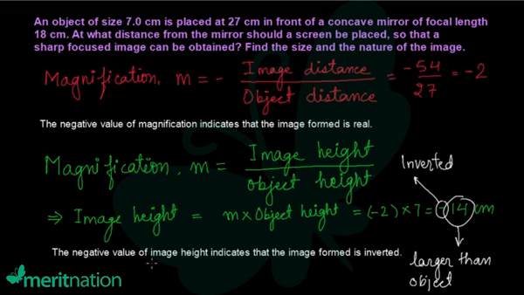So the negative value of image height indicates that the image formed is inverted, and the number 14, greater than 7, obviously tells me that this is greater than the size of the object. That is, the object was 7 centimeters and the image is larger than the object. So this is my desired answer.